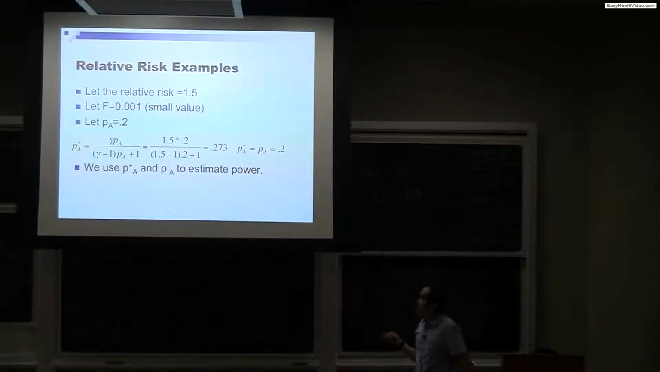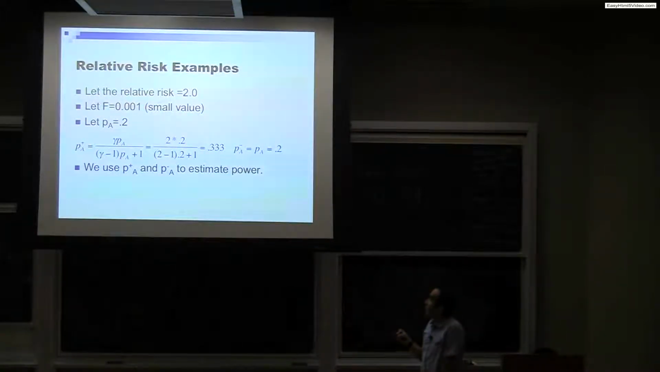What if the risk is now higher? So it's going to be higher, right? The case frequency is going to be 0.3, and the control frequency is going to be 0.2. We're going to use these to estimate the power.